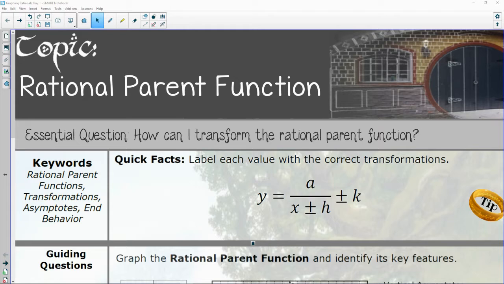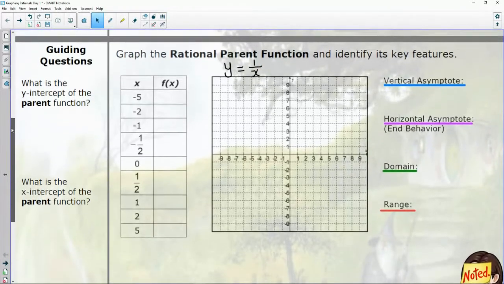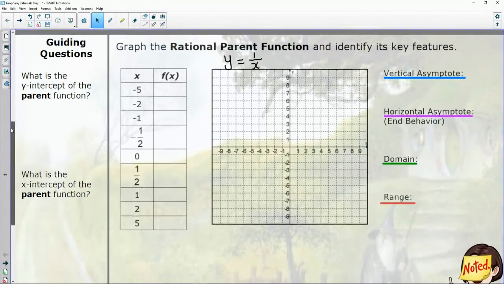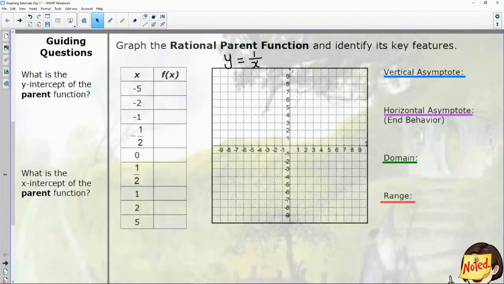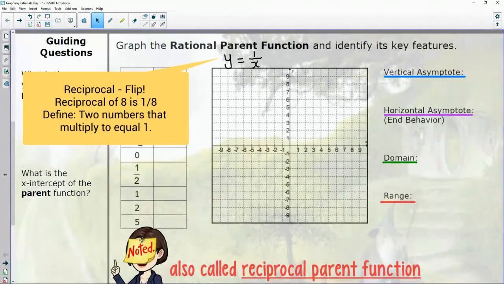We're going to take a closer look at what happens when we start graphing these types of functions. We've simplified them, we've worked with them, we've solved them, but we've never taken a closer look at what they look like. So the rational parent function is just going to be 1 divided by x. It looks just like that. That is as simple as this type of equation gets. It has another name. The other one is called the reciprocal parent function.